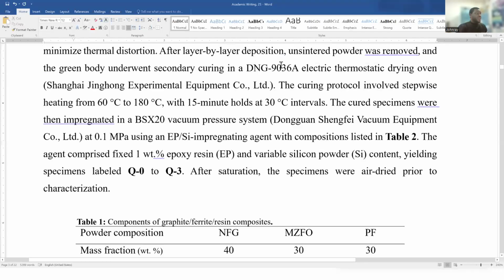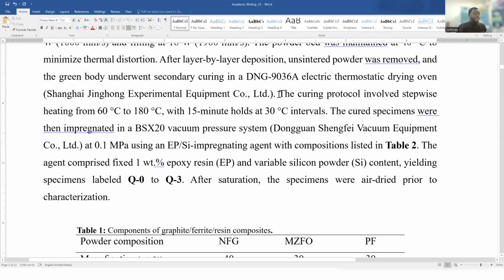You can read from here. The current protocol involves stepwise heating from 60 degrees Celsius to 180 degrees Celsius with a 15 minute hold at 30 degrees Celsius intervals.